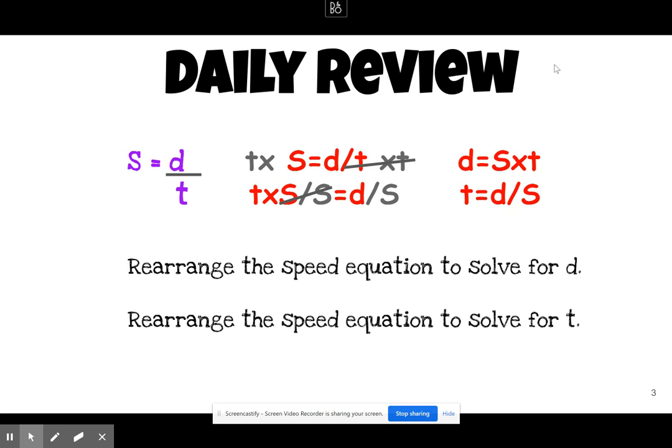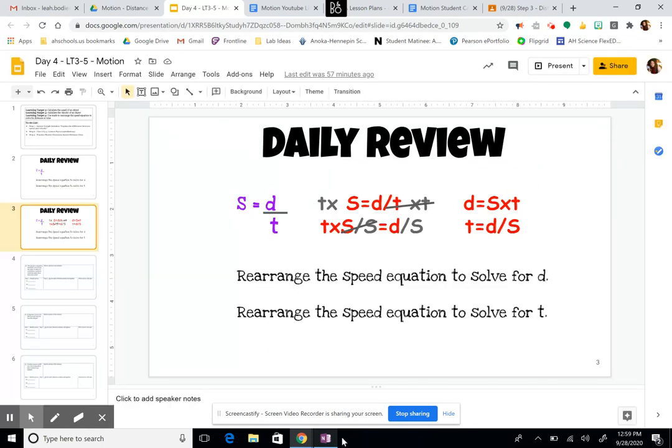Now, if we want to solve the other way, we want to solve now for time, you have to first start out with getting t onto this side, kind of like we did before. So you'll have times t and then times t, so you end up with s times t equals the distance. And now we're going to divide speed by both sides, and it comes out to be time equals distance divided by speed. All right, so now I'm going to take you through some more practice problems.